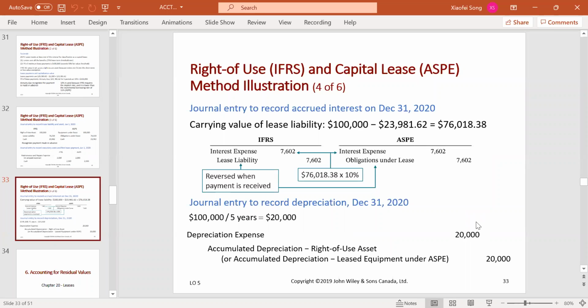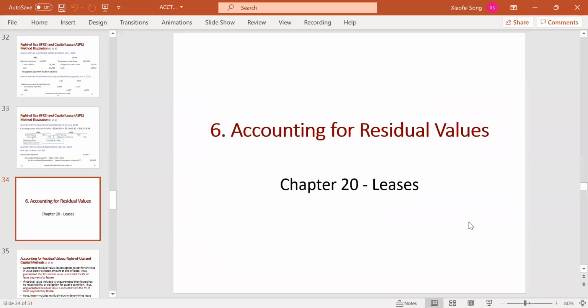After the first year, you carry on: the asset will be depreciated continuously using the straight-line method, and the liability would be amortized using the effective interest method, right? So we're not going further, accounting for residual value.